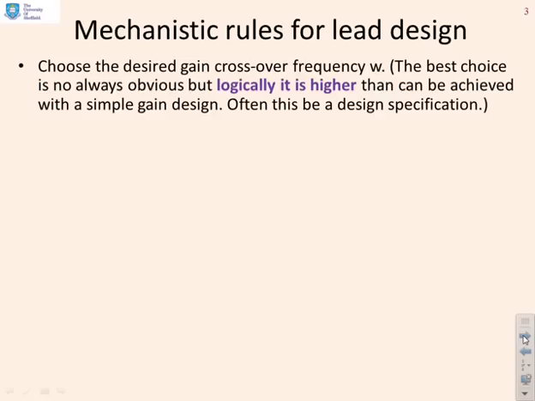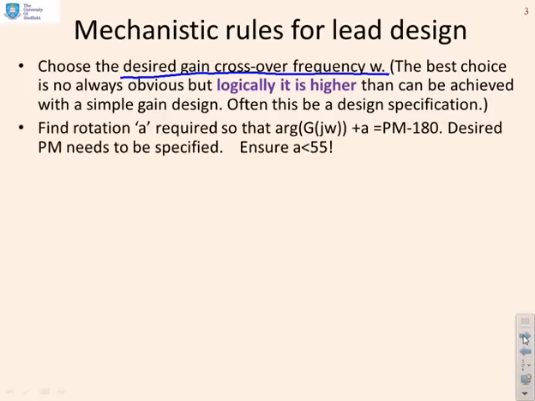Just a reminder then of what these rules are. First, you have to choose the desired gain crossover frequency omega, and you're reminded that this should be higher than the gain crossover frequency you can get with a simple gain design, otherwise you're wasting your time. Then what you need to do is specify a desired phase margin and solve this particular formula here. The argument of g of j omega plus a equals phase margin minus 180, and solve for a. But remember that in your proposed phase margin you must ensure that the a you end up with is less than 55.